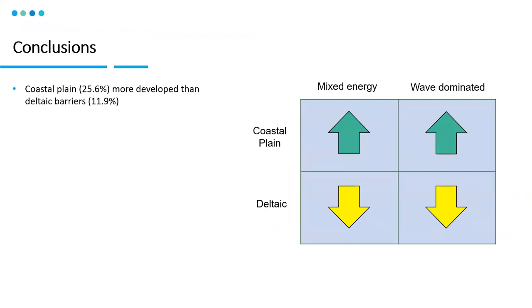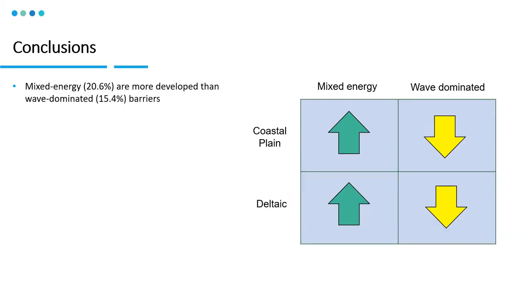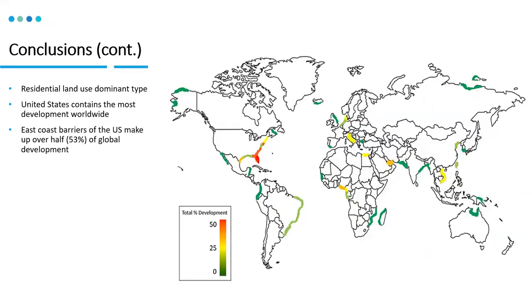In conclusion, I found that coastal plain barriers are more developed than deltaic barriers, and mixed energy barriers are more developed than wave-dominated. Residential land use is the dominant type of land use around the world, and the United States contains the most development worldwide by a landslide. The East Coast barriers of the United States are especially significant because they make up over half, 53%, of global development.